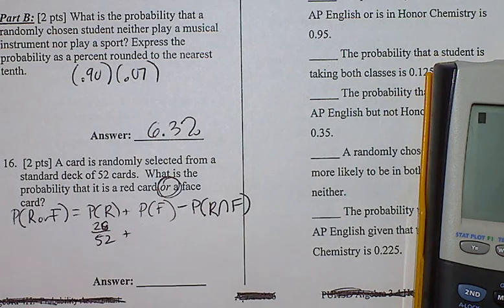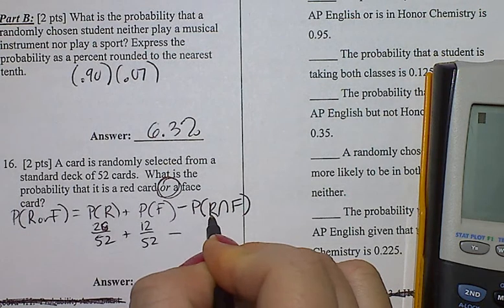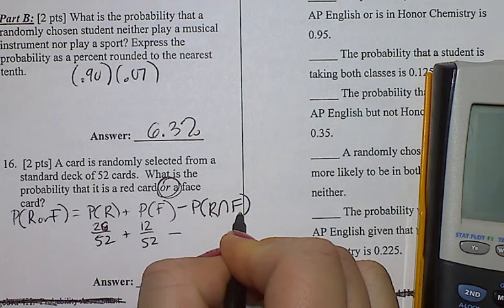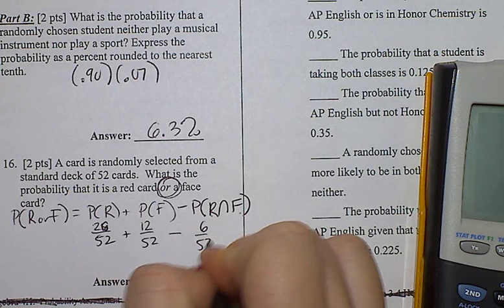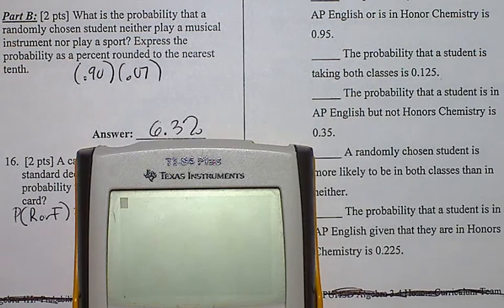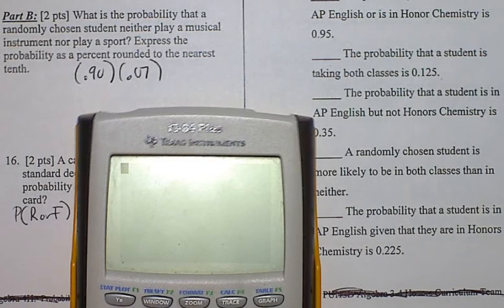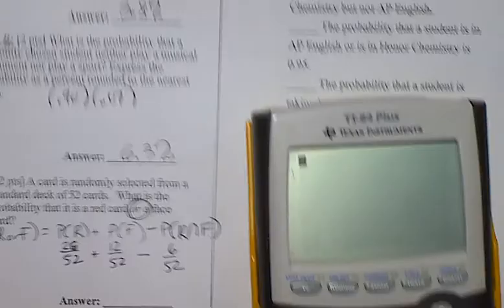How many face cards? Again, there are 3 spades, 3 clubs, 3 hearts, and 3 diamonds, a total of 12. And how many red cards are also face cards? Well, there is a jack, queen, and king of hearts, and a jack, queen, and king of diamonds. So 6 total. Grab your calculator. It does not state how it wants the answer, so we know it's probability, we'll leave it as either a terminating decimal or as a fraction in lowest terms.